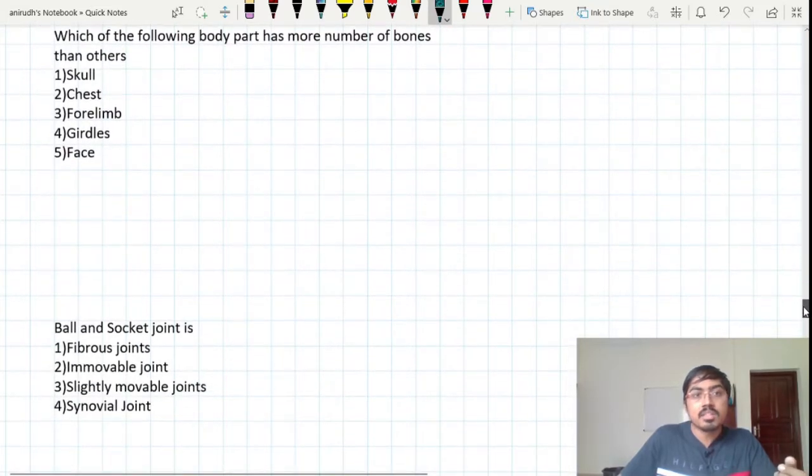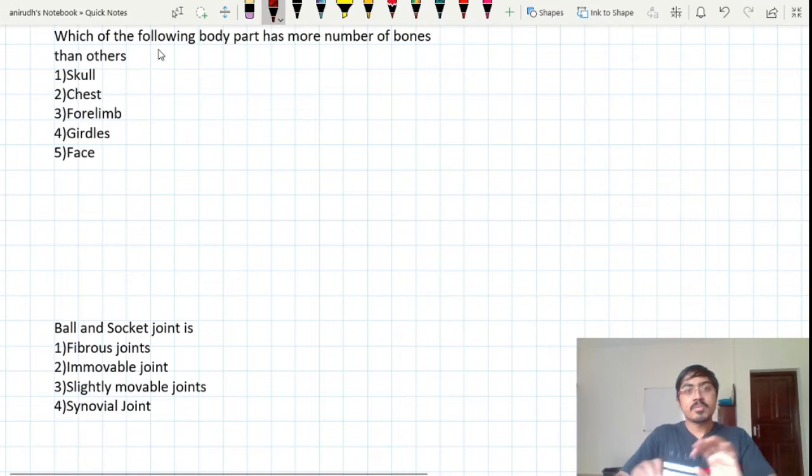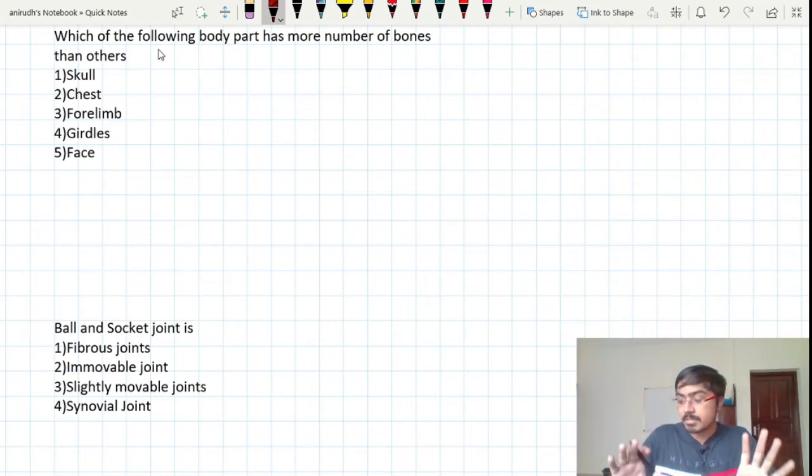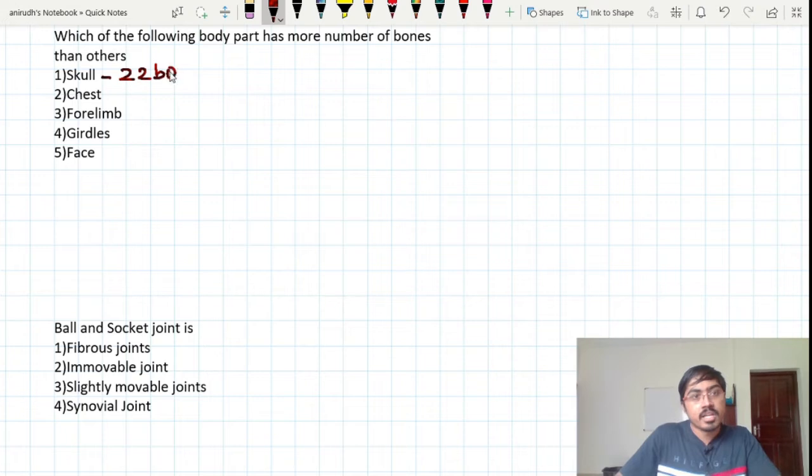Let us go to the next question, which is slightly interesting in a way. Which of the following body parts has more number of bones than others? Maximum number of bones. Skull, actually in the textbook it is written 22 bones are there. Now these 22 bones can be divided into cranial bones and facial bones. There are 8 cranial bones and 14 facial bones.